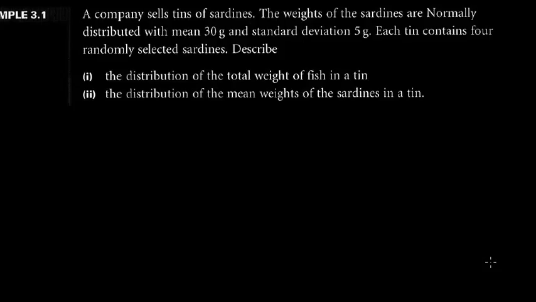The company sells tins of sardines. The weights of sardines are normally distributed. Now it's quite important they say that it's normally distributed with a mean of 30 grams and a standard deviation of 5 grams. Each tin contains four randomly selected sardines.